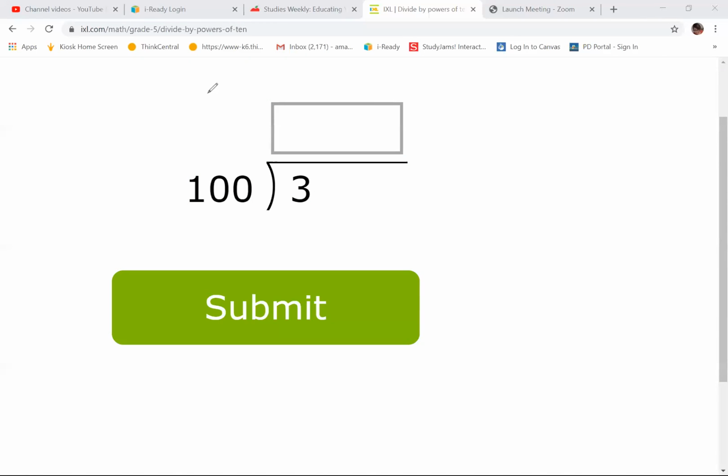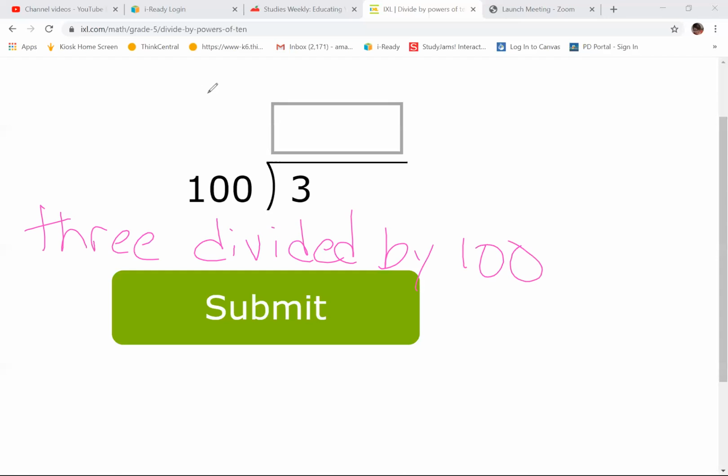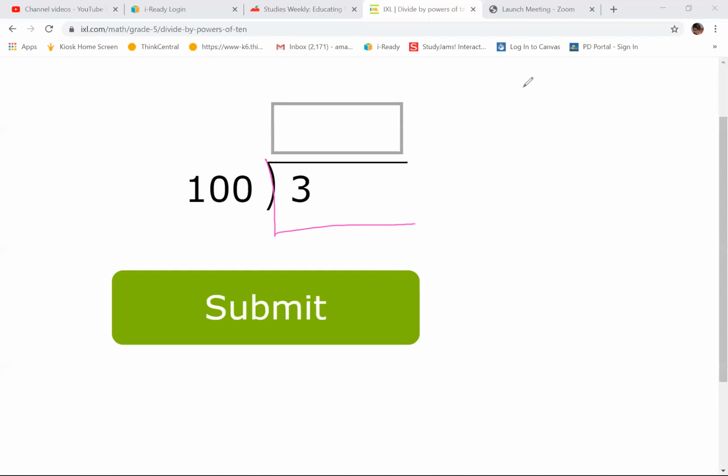Okay, let's take a look at this problem. In this problem, we have 3 divided by 100. It is not 100 divided by 3. It is 3 divided by 100. Or, if you wanted to put it in a fraction form, 3 divided by 100.